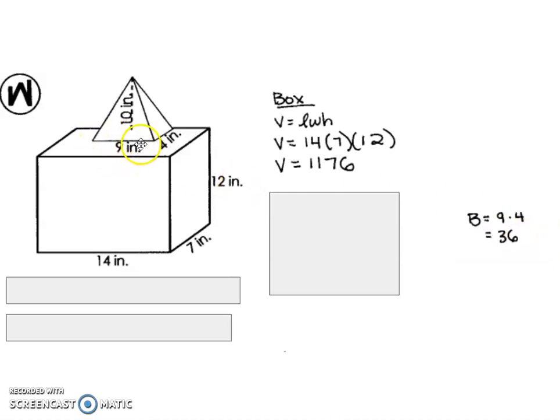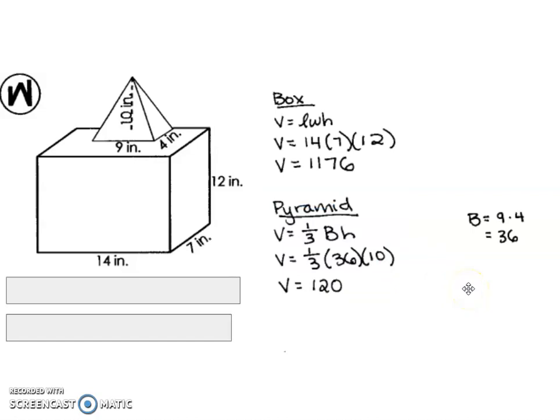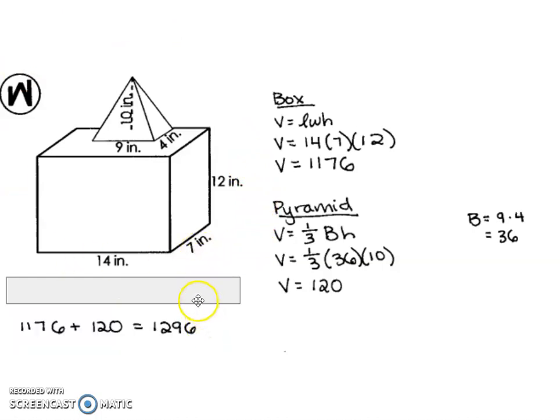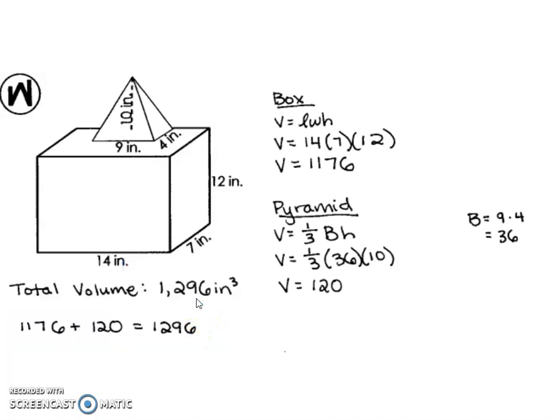They told me that one side is 9 and one side is 4. Since that bottom is a rectangle, the area is just length times the width. So I'm going to use big B as 36 in my formula. 10 is the height inside our pyramid, and then we're multiplying by 1/3. Since we're finding the volume of the entire shape, we're going to add those two volumes together, and we find that our final volume is 1,296 inches cubed.